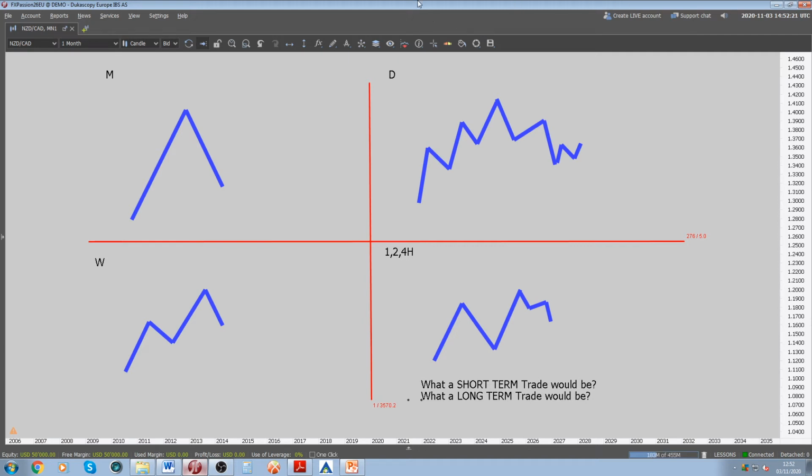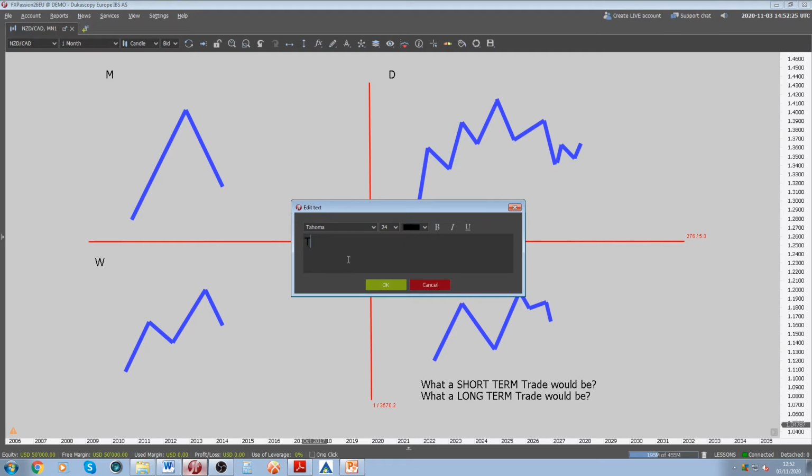And the concept in here is the important one. The concept is that the higher time frame controls market, controls price movement and market direction on the smaller time frames.